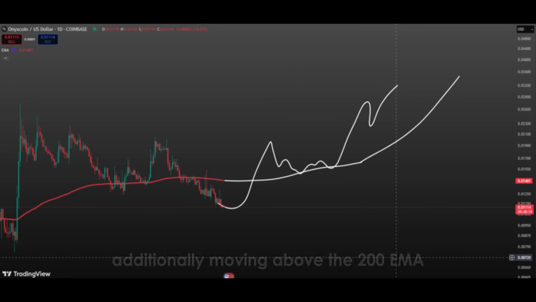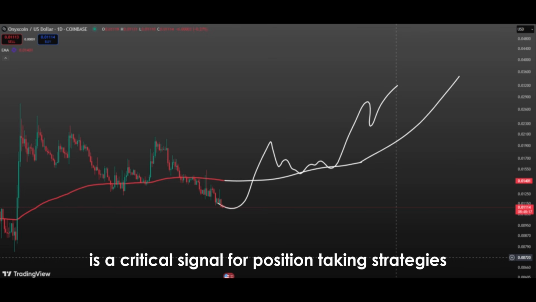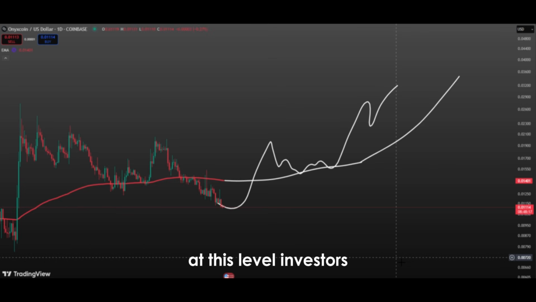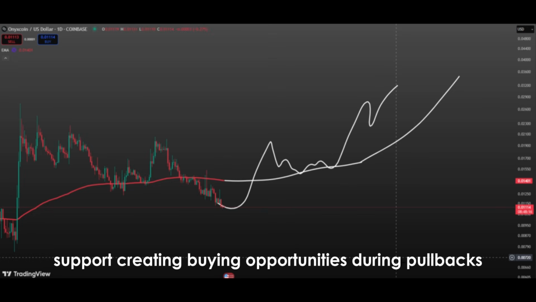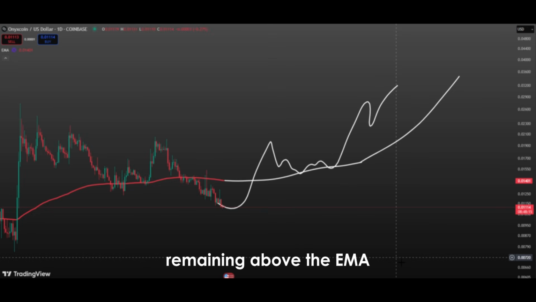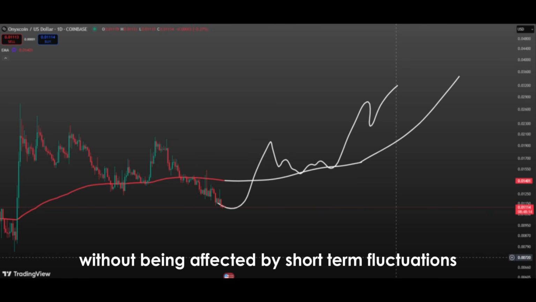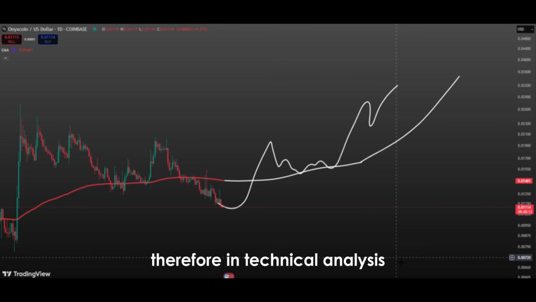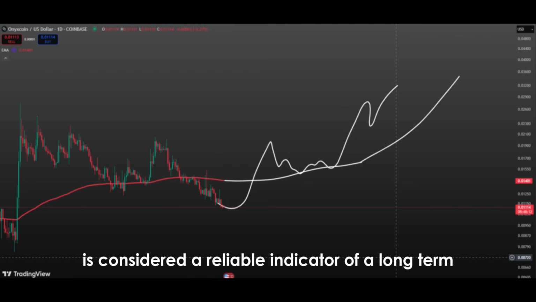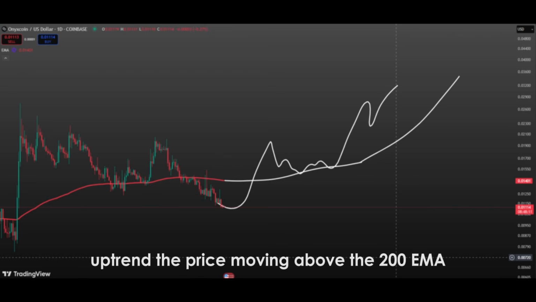Additionally, moving above the 200 EMA is a critical signal for position-taking strategies. At this level, investors generally anticipate that the EMA will function as support, creating buying opportunities during pullbacks. Remaining above the EMA indicates that the trend will continue without being affected by short-term fluctuations, and that the upward movement can be sustained strongly. Therefore, in technical analysis, price action above the 200 EMA is considered a reliable indicator of a long-term uptrend.